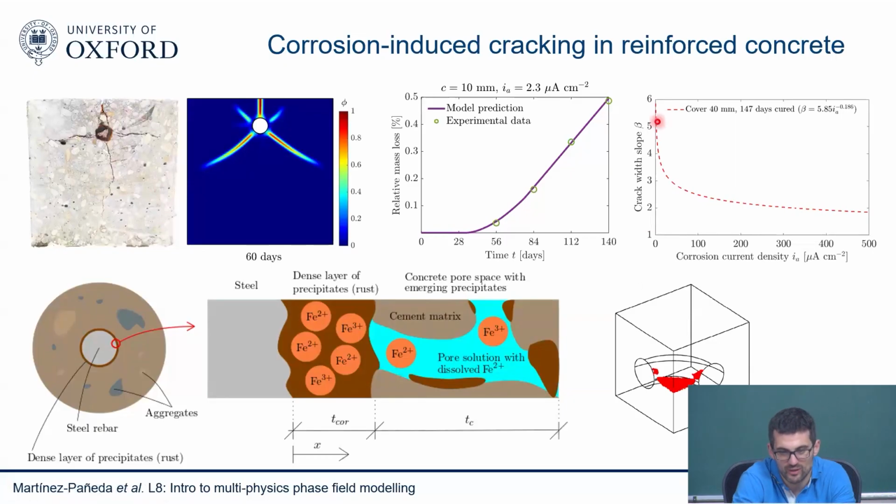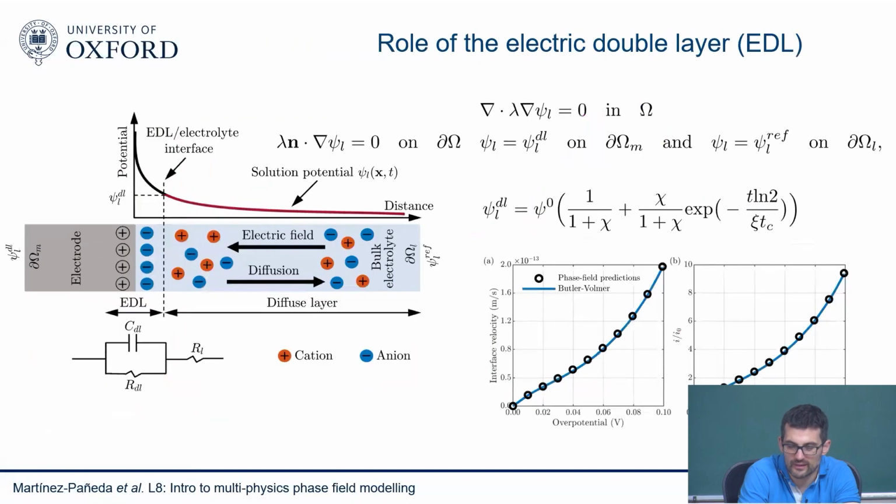So this is what you see here. And then we were able to understand finally why impressed current tests, accelerated current tests, underestimate the degree of corrosion. And then another aspect, so this is a work from Machi Maku, who is a PhD student in my group.